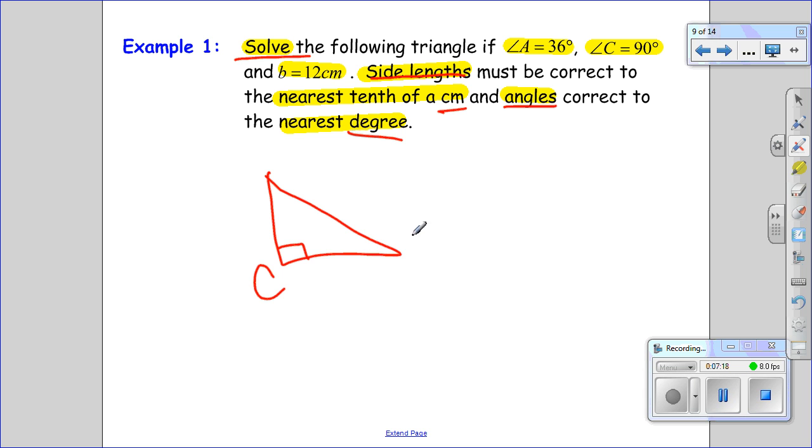Okay, so I have to label my angles. Angle C is 90 degrees. It doesn't matter which angle I make A, because angle A is 36 degrees, and what I have to do is make sure my sides are labeled appropriately based on that. The other remaining angle then is angle B, and I have to label side C, which is going to be opposite angle B, and it was 12 centimeters. To finish off labeling the triangle, I'm going to call this side A because it's opposite angle A, and this side C because it's opposite angle C.